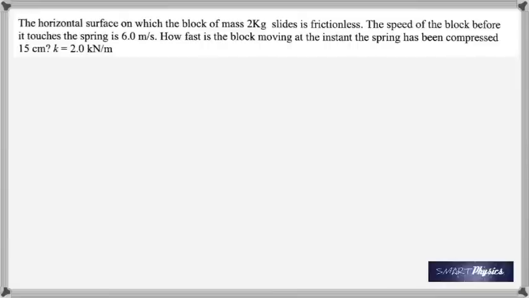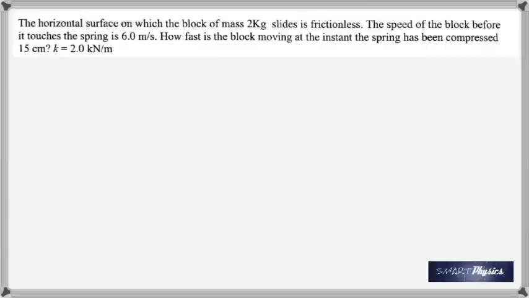Hello there. Just found this question to be an interesting one and, of course, an important one. It talks about a horizontal surface on which there is a block of mass 2 kilogram and it's sliding. The speed of the block before it touches the spring is 6 meters per second. And how fast is the block moving at the instant the spring has been compressed?